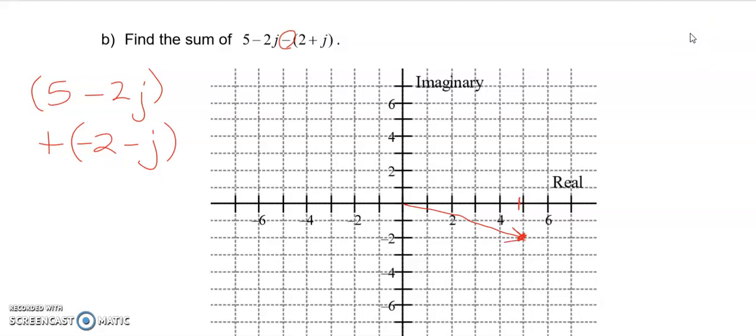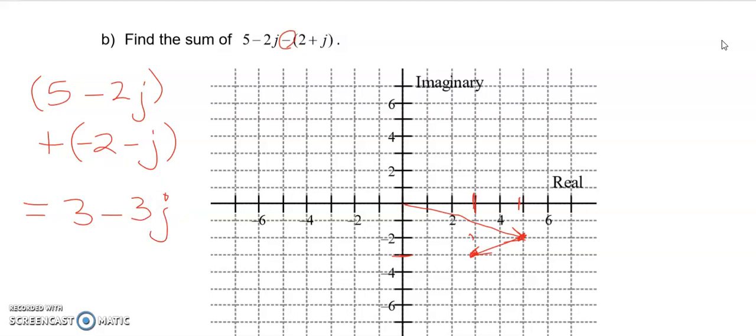Here's your number. And now from that point where we left off, we're going to go 2 to the left, because that's where the real is. The real, remember, is your horizontal movement. So 2 to the left over to here, and 1 down takes us right to there. And there's the second vector. So the result, again, you can just read from your graph. It's 3 on the real axis, and on the imaginary axis, it's minus 3. So subtract 3j, don't forget your j, and there's your result.